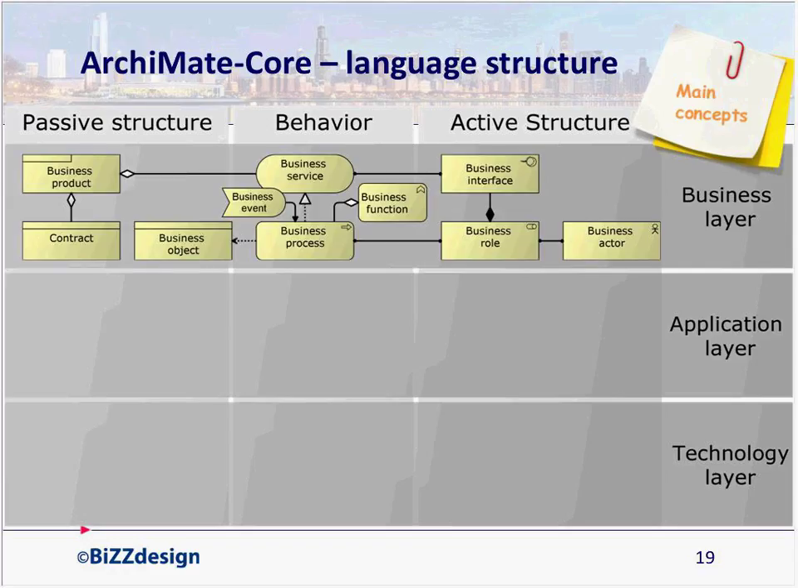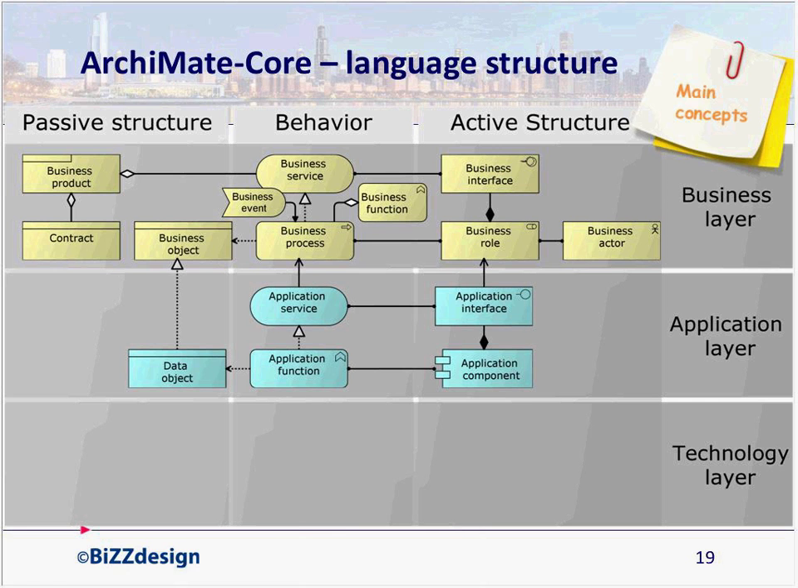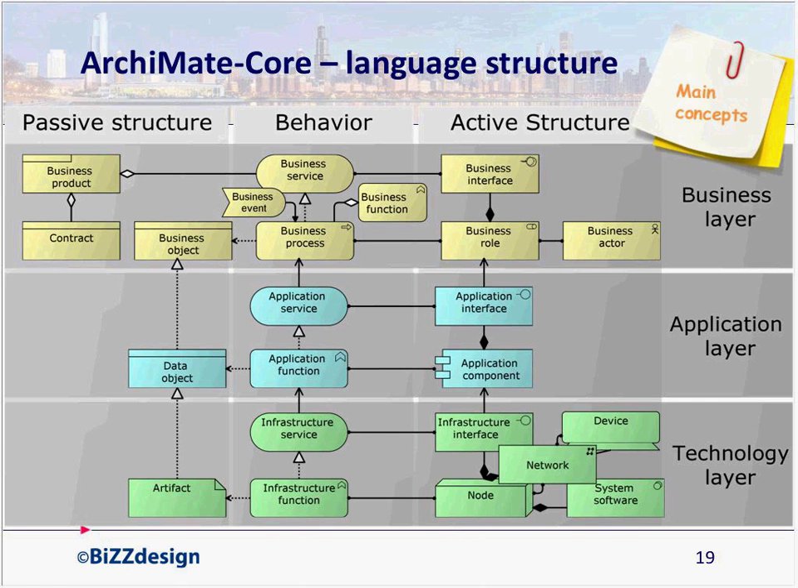And you have, for example, the business layer. You have a business process that is carried out by business roles, which are assigned to business actors, and these business processes are carried out on business products, contracts, business objects, etc. The same on the application layer, and the same also on the technology layer.